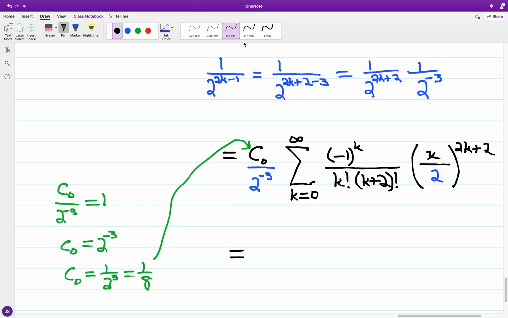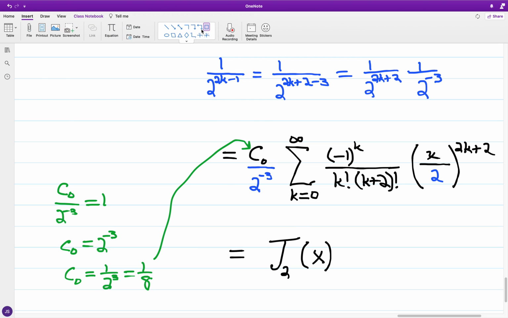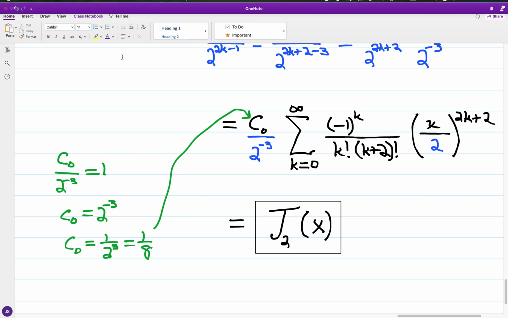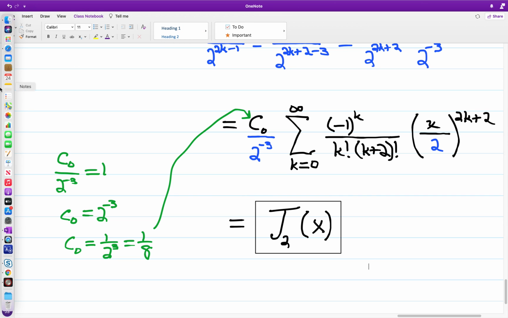And so for the end result here, we're going to have your Bessel function of the first kind, and that J_p(x) is going to be J_2(x). Okay. All right, and now let me just mention, if we look into Maple for just a moment.